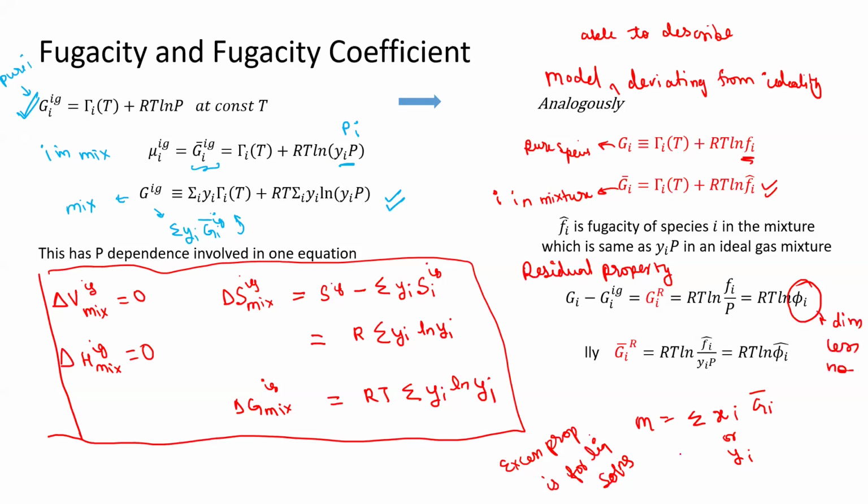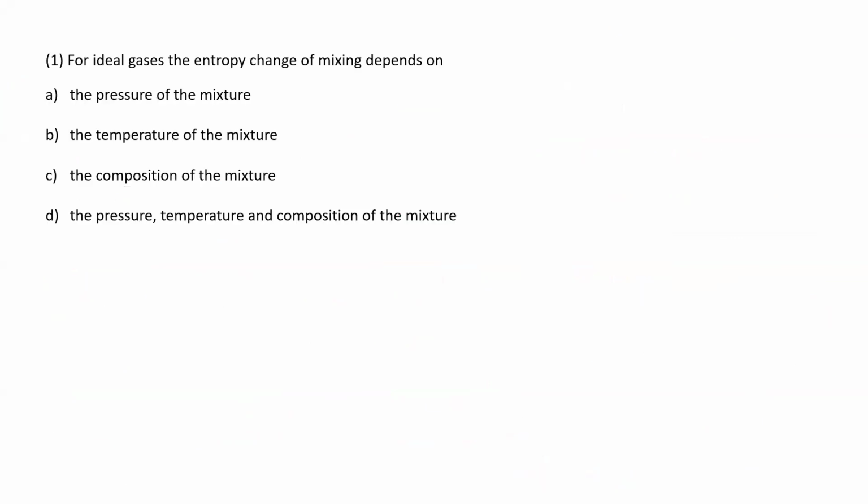And similarly for the mixture, how much is it deviating from an ideal mixture? The residual property is defined and we have phi_i hat there. So this is all that has been discussed by Gumasa in the week 8 classes. Now we'll just pick up a few questions and go through them.